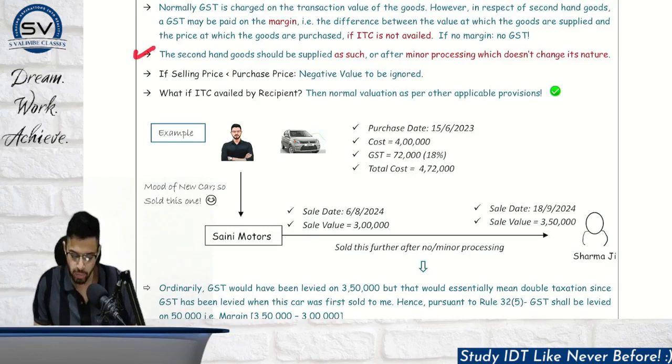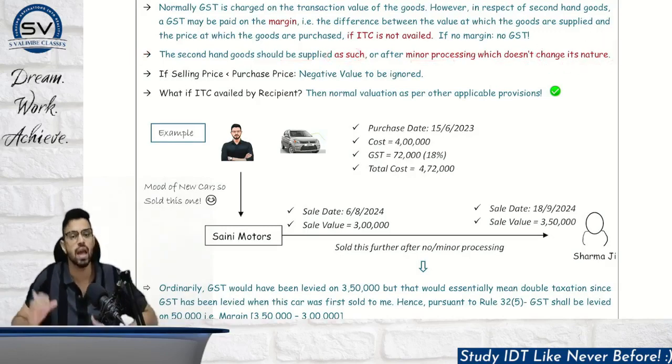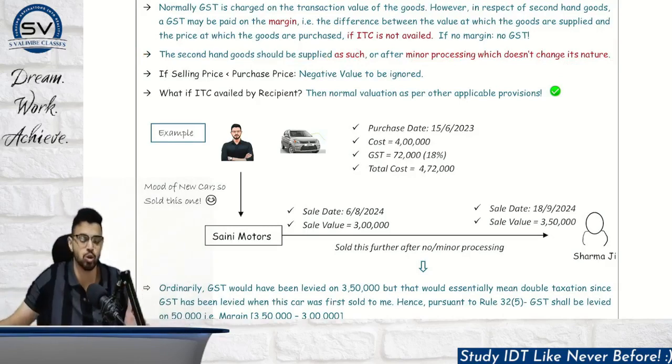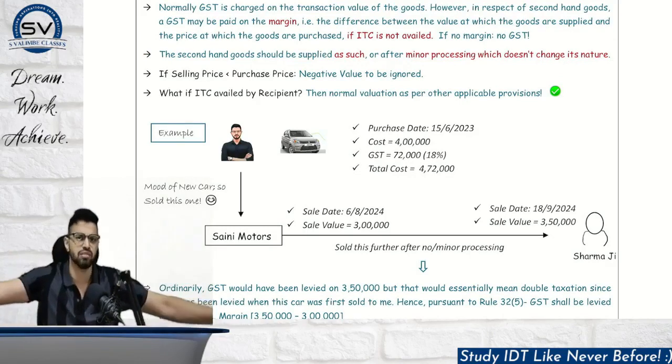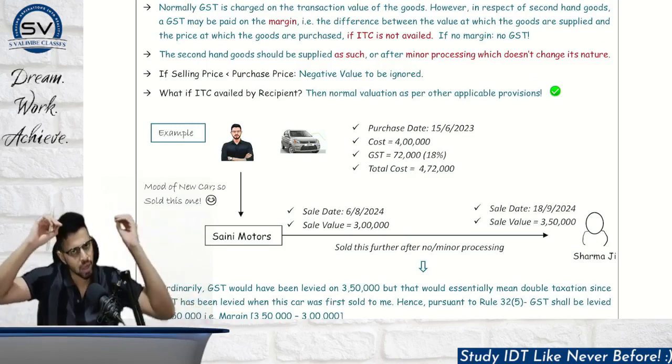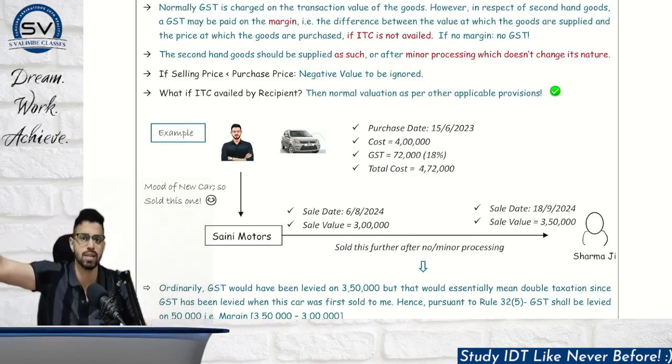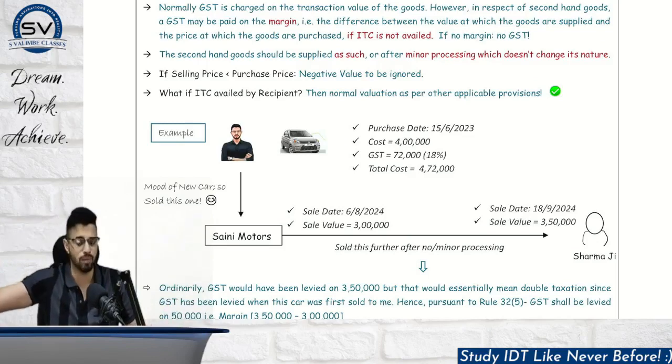The second-hand good should be supplied as such or after minor processing which does not change its nature. Obviously, minor repairs are allowed, but the characteristics should not be changed. For example, I am buying furniture, but I am completely changing the furniture from inside out and adding a lot of value and then charging double the price that I bought it for, then the entire value will be taxable.